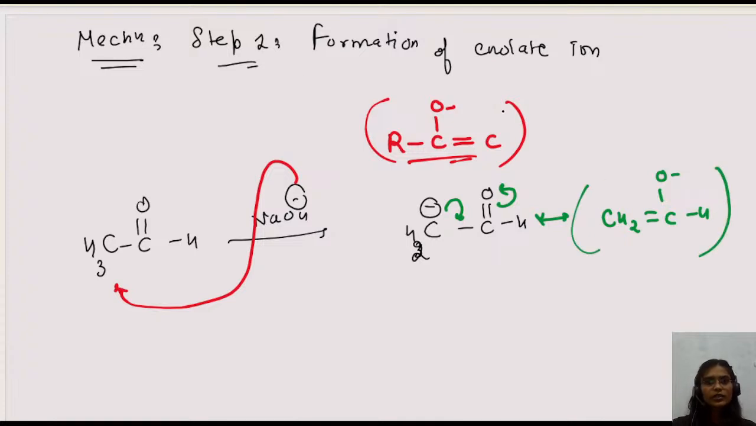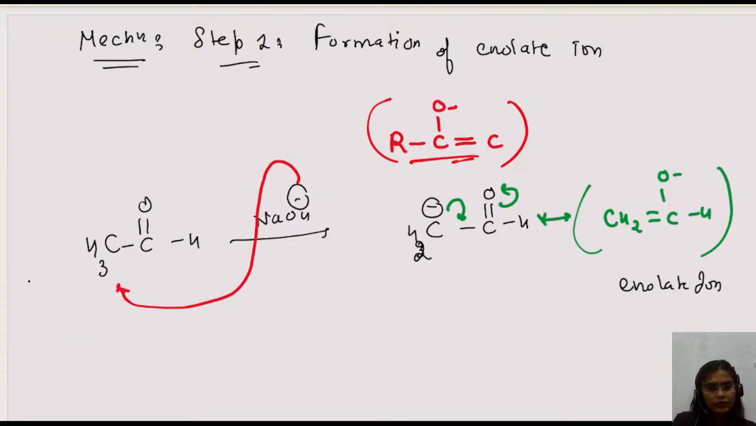So basically this is our enolate ion. Let me just write, it's an enolate ion. That is step number one. Once the enolate ion is generated, what will be the second step? That is attack. Let me write the step here and then we're going to discuss the direction on the next slide.